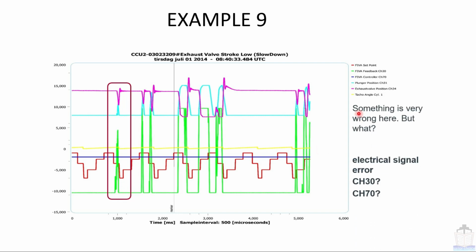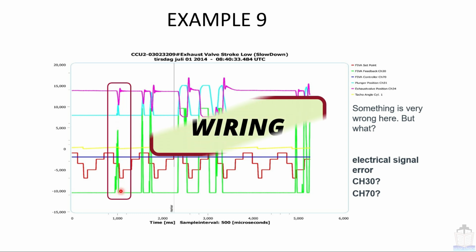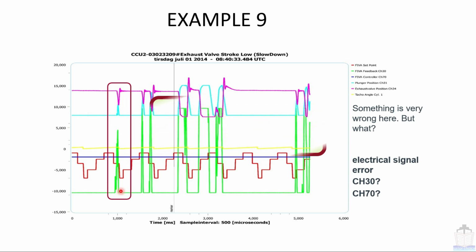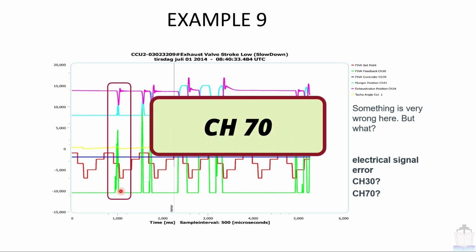That means something is very wrong here, but what? Electric signal error, channel 30 or channel 70. So we will try to find out the solution. You can see that channel number 70 is not giving any signal, and if it is not giving any signal, this channel 30 should not react, but it is reacting. That means there is some problem with the wiring of channel number 70 of the MPC or the Parker valve itself.